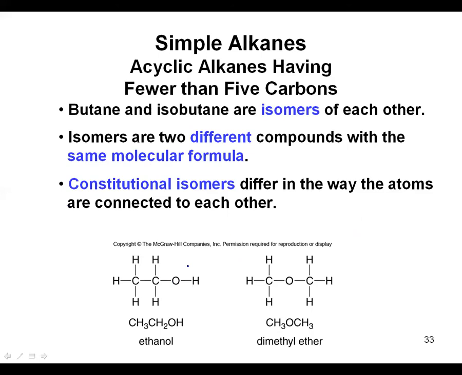And that's what I talked about just a second ago. Isomers have the same molecular formula, but a different connectivity. Same thing here. If we count up everything, on the guy on the left we have 1, 2, 3, 4, 5, and 6 hydrogens. And on the right, 1, 2, 3, 4, 5, and 6 hydrogens. We have 2 carbons, and 1 oxygen.